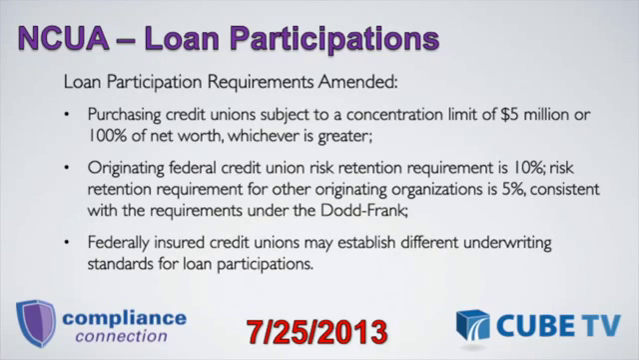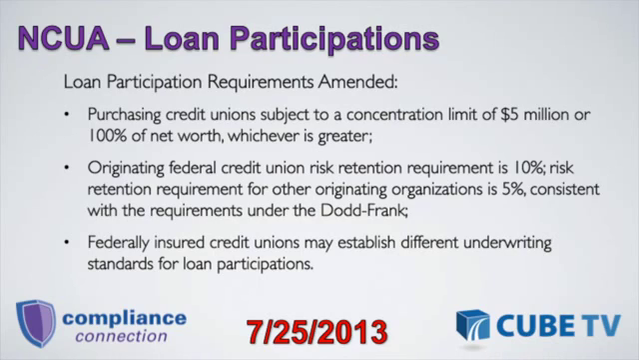The NCUA published their final rule on loan participations, which applies to both federal credit unions and federally insured credit unions. The final rule requires credit unions to adopt a written loan participation policy with certain provisions, including concentration limits, the maximum limit a credit union intends to place on its outstanding participations, and parameters for review, including a periodic review for adherence to those parameters. Also included must be underwriting standards.